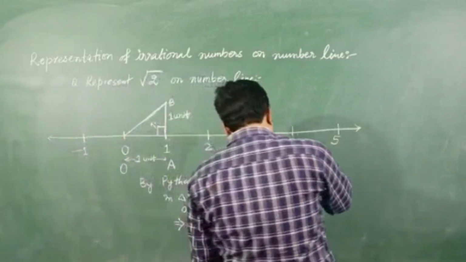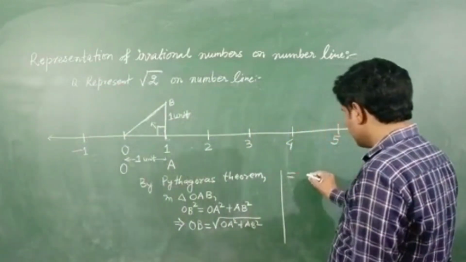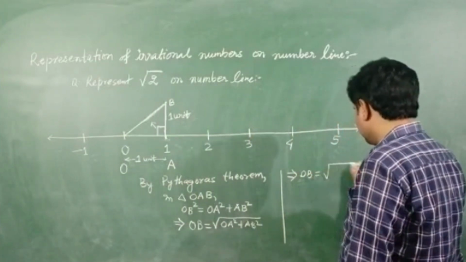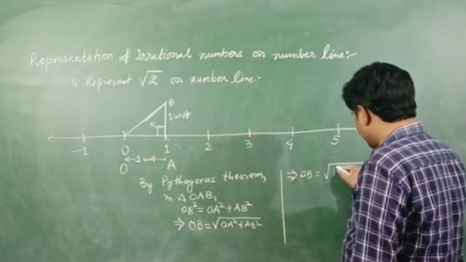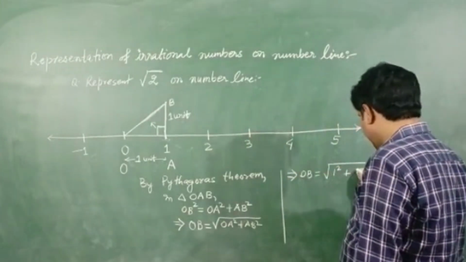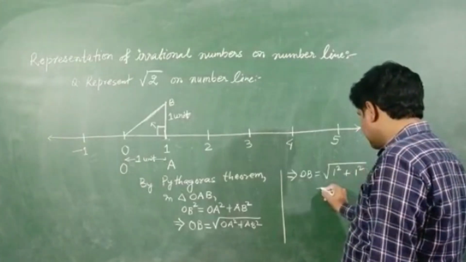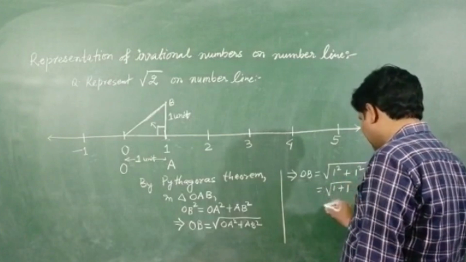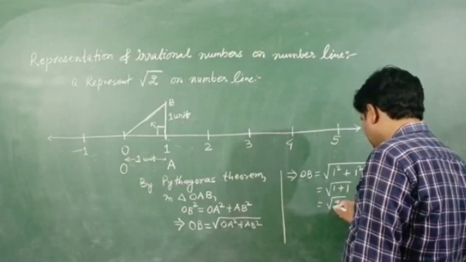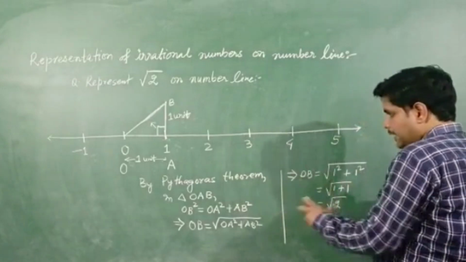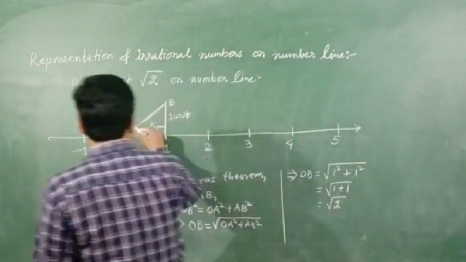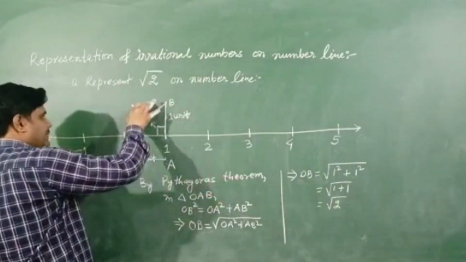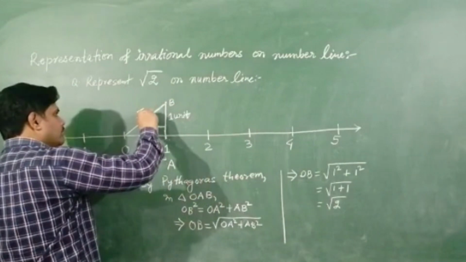Now let's put the values of OA and AB here. We have implies OB equals to, because that was 1 unit, let's put 1 as OA, and that was again 1 unit, so 1. So we got the value 1 plus 1 as root 2. So now by doing all this, we have come to know that this distance OB is root 2. So this length is root 2.